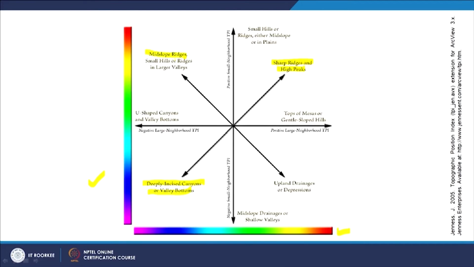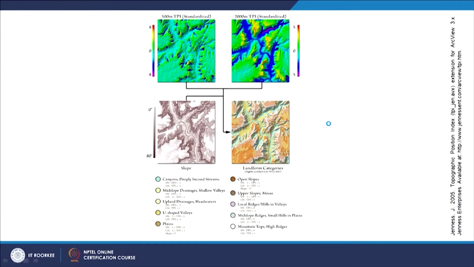Similarly, mid-slope ridges, here upland drainage or depressions. Likewise, based on the TPI, here is the negative small neighborhood TPI, here is the positive small neighborhood TPI. Whereas here you have negative large neighborhood TPI, here you have small or positive large neighborhood TPI. So, based on this, the classification can be performed quite easily by combining the two also.